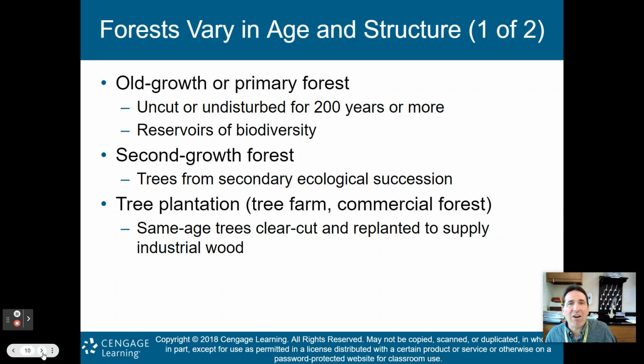Now, forests vary in age and structure. So we have a couple of different types of terms out there. We have a forest called a primary or an old growth forest. These are forests that have been uncut or undisturbed for at least 200 years or more. They are reservoirs of biodiversity. We then have something called second growth forests. These are trees that have formed from secondary ecological succession. And we have a tree plantation or a tree farm, a commercial forest. These are forests that have the same age trees that are clear cut and then replanted to supply industrial wood.